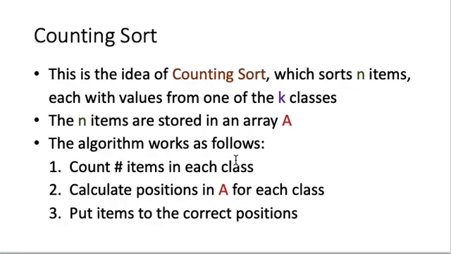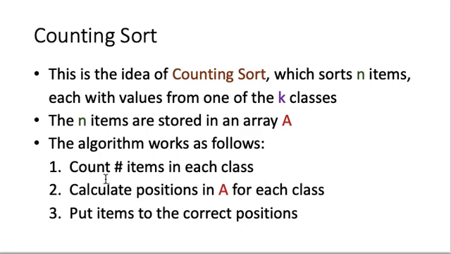Now this idea is actually how counting sort works. So in counting sort, we are sorting n items. Each of the items is chosen from one of the k classes. And the n items are assumed to be in an array A initially. And the method works like this. We are going to count the number of items in each class. So that's why we call it a counting sort algorithm.